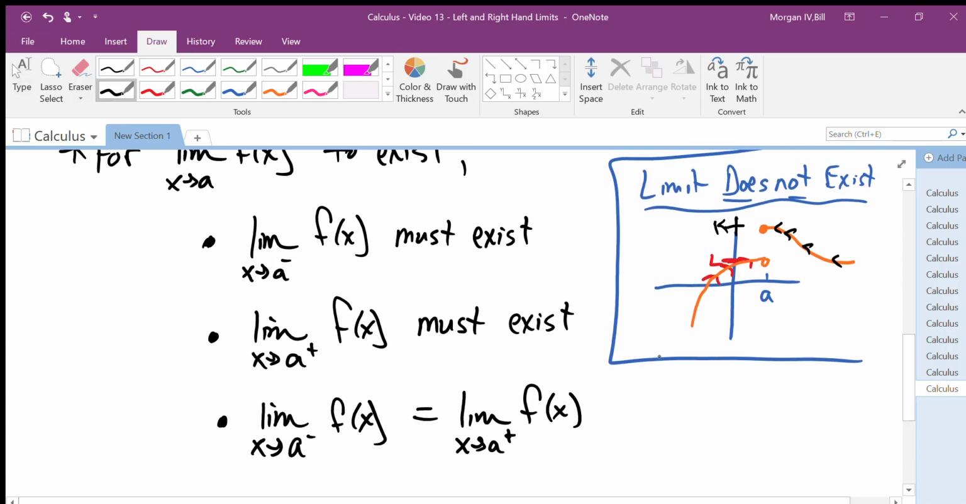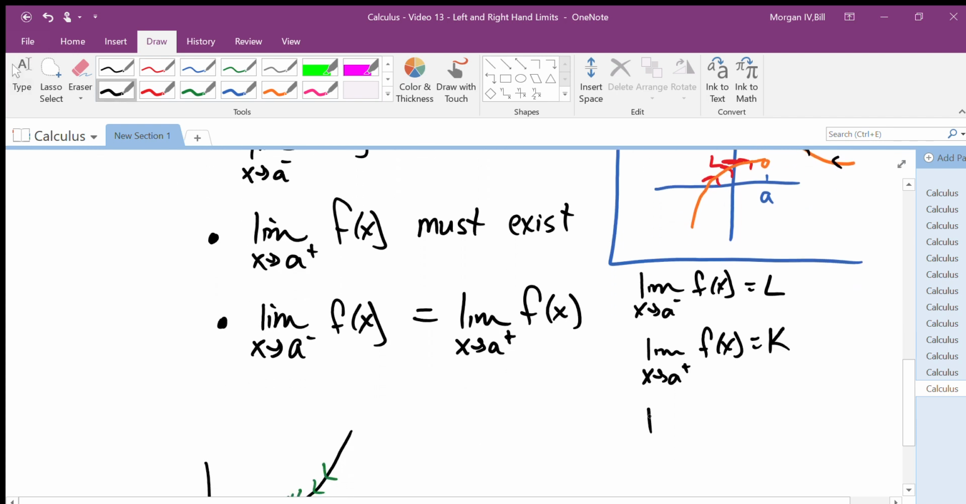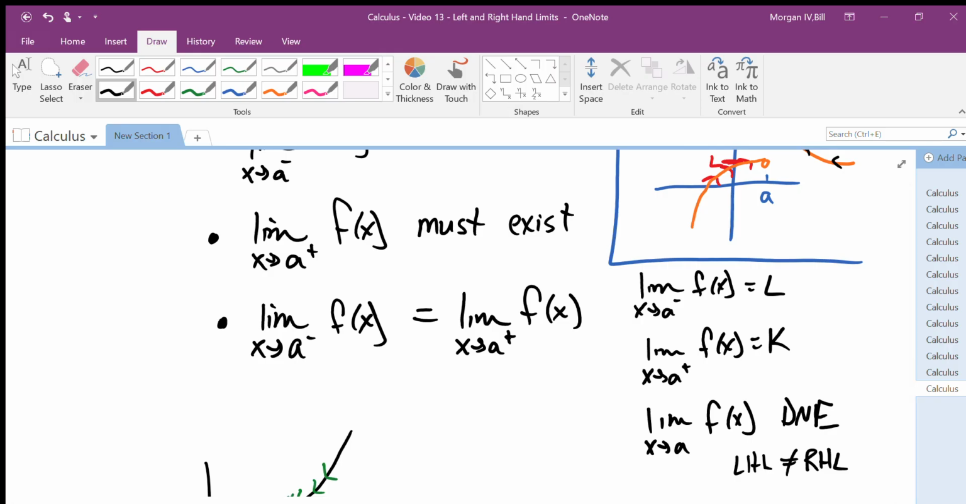So in this particular case, I would write something like this. The limit as x approaches a from the left of our particular function equals L. The limit as x approaches a from the right of our function is equal to K. But the limit as x approaches a, the overall limit of our function, does not exist. And the reason is L and K are not the same, and we can abbreviate that like this: the left-hand limit is not equal to the right-hand limit. Very good. So that's one way where the limit would not exist.